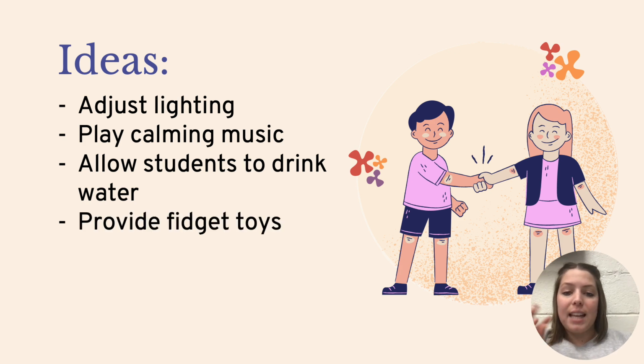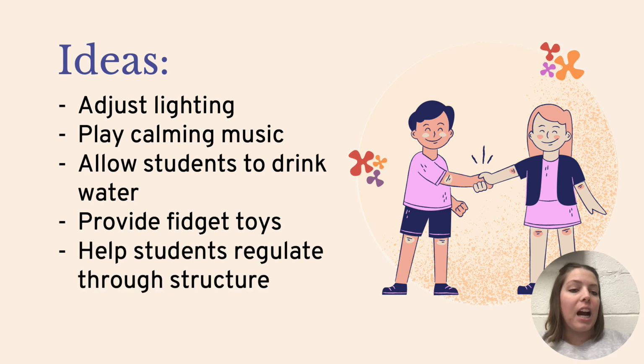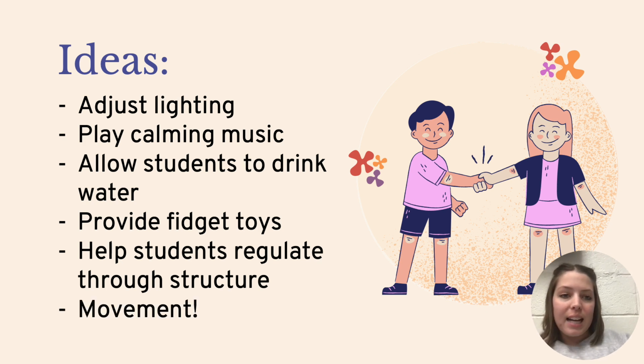Provide some fidget toys, that's the touch sense that we're stimulating there, and also help students regulate through structure. Being organized and being regulated ourselves is going to do wonders for their regulation and for their involvement in the lesson. And finally, movement. All of these ideas are just little hints of things we can do for each of our different senses, but movement impacts the proprioceptive and vestibular senses.